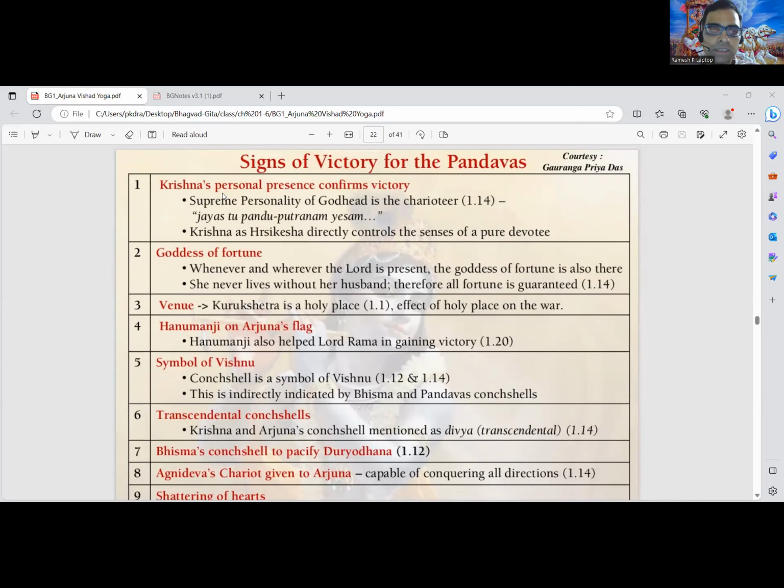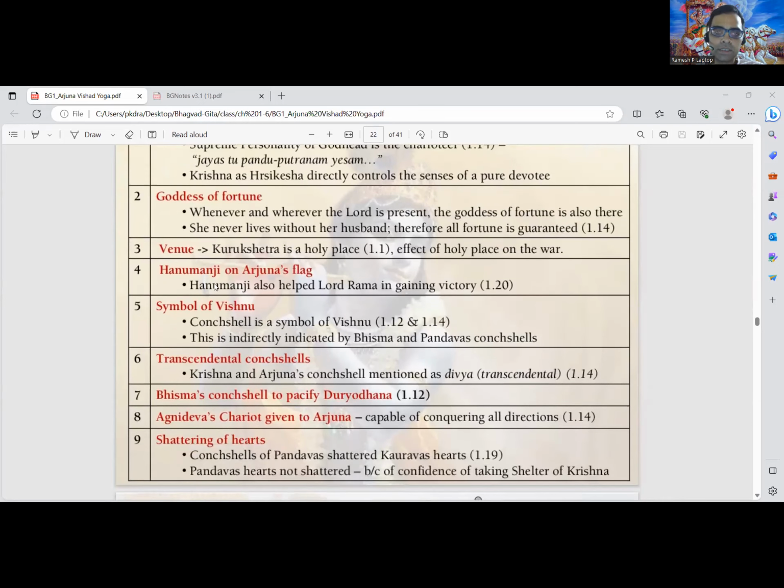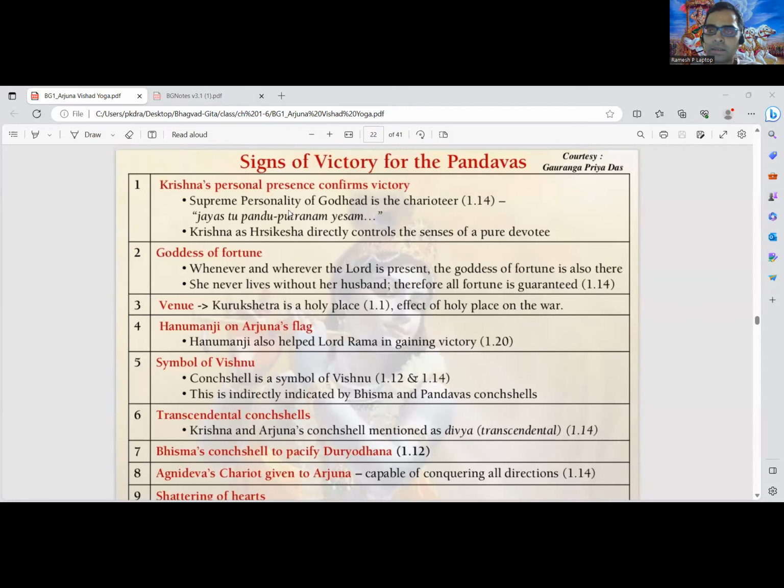Then we discussed the venue, Kurukshetra. And these are transcendental conch shells, symbols of Vishnu. The conch shell is one of the symbols of Vishnu, then Hanumanji, Agni Deva's chariot, and the shattering of hearts. These are the signs of victory which the Pandavas had, whereas the other side didn't have all these things.